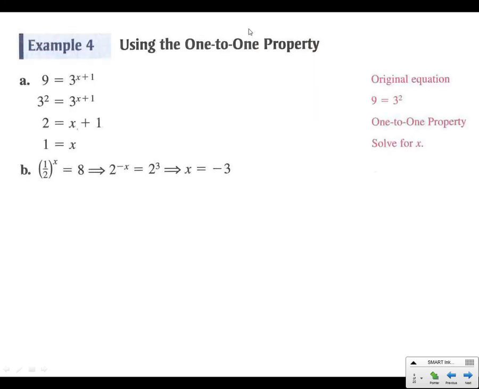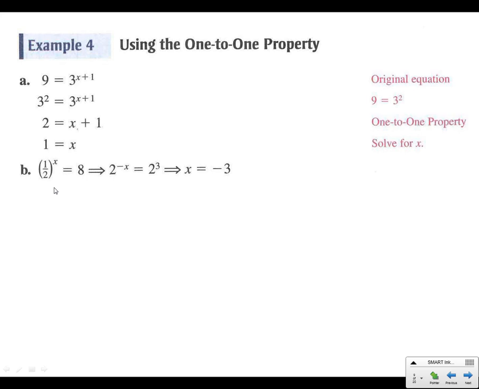Alright, so let's introduce solving some of these exponent problems algebraically. We're going to introduce the one-to-one property. What the one-to-one property says is that if you have the same base, 3 and 3, you get to cancel them out and you're left with just the exponents. In this problem, 9 and 3 don't match up, but you can turn 9 into 3 squared. At that point, 3 and 3, we're going to cancel them, so 2 equals x plus 1. Minus 1 to both sides, so x equals 1.